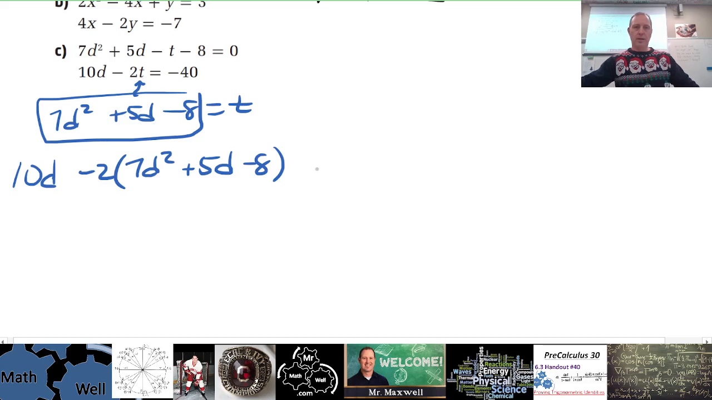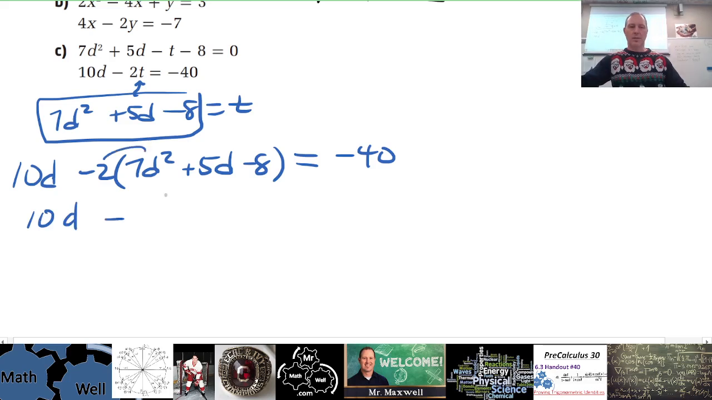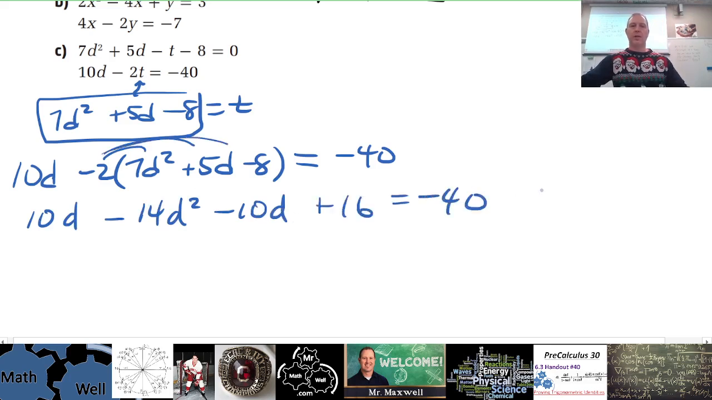And then continuing on with the second equation, equals -40. So now I've got one equation with only one variable, and that's the d. Okay? Everybody okay with that substitution part there? Isolating for one of the variables, substitute into the other one? Okay. So I've got 10d minus, now this is going to distribute, so 14d squared minus 10d plus 16 equals -40. So I distribute.